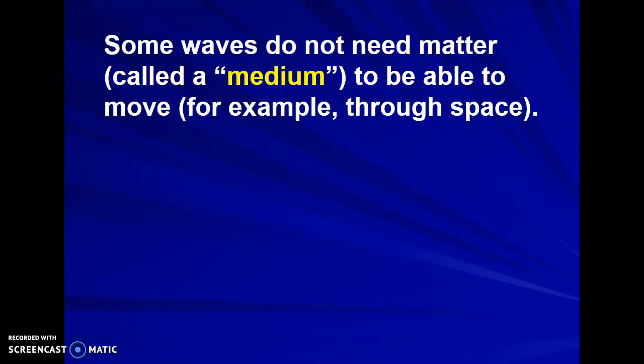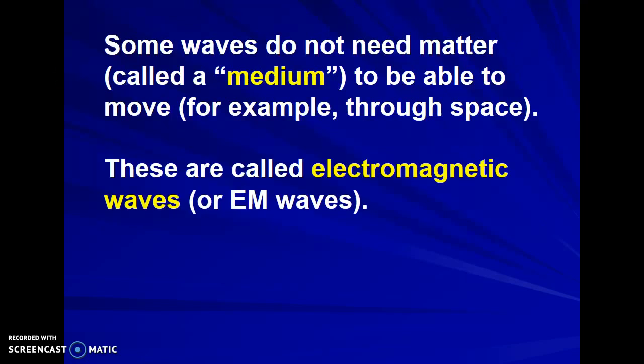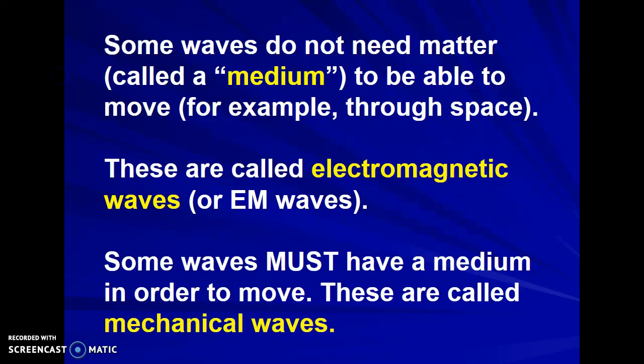Some waves do not need matter, called a medium, to be able to move, for example, through space. These are called electromagnetic waves, or EM waves. So make sure you know that abbreviation as well. Some waves must have a medium in order to move. These are called mechanical waves. So we're going to talk about the difference between electromagnetic waves and mechanical waves.